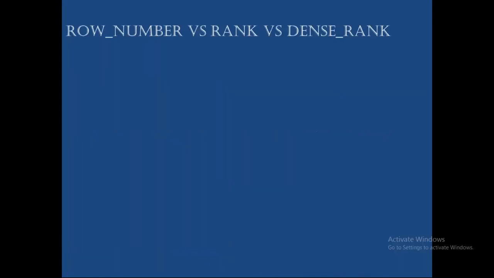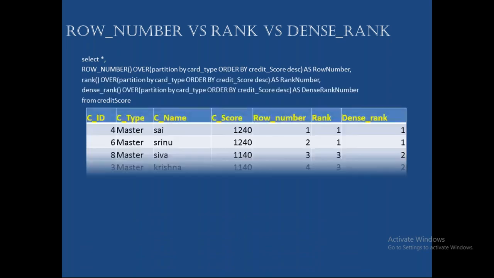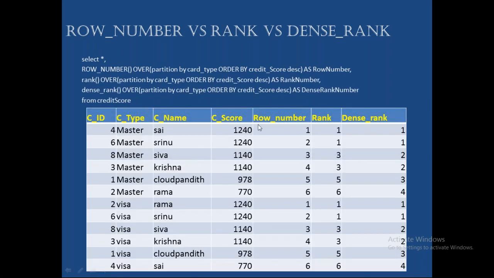Next, let's see row number versus rank versus dense rank. First, select star from credit score. This is the table. Then I'm generating row number, rank, and dense rank. This is how it will appear. I just arranged it based on MasterCard, then Visa card. See, row number, for each group, will simply give 1, 2, 3, 4, 5, 6. There is no other thing. Just for each row, it will give numbers in order.